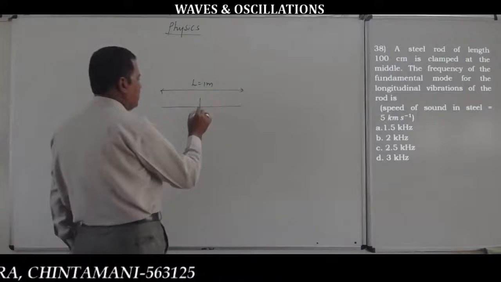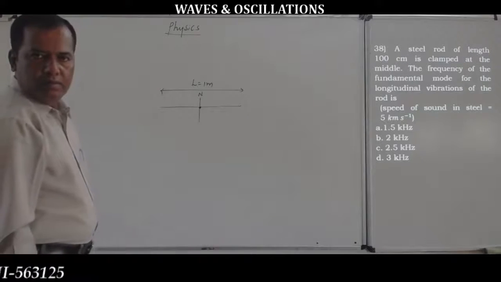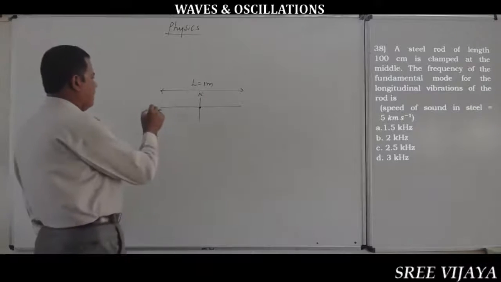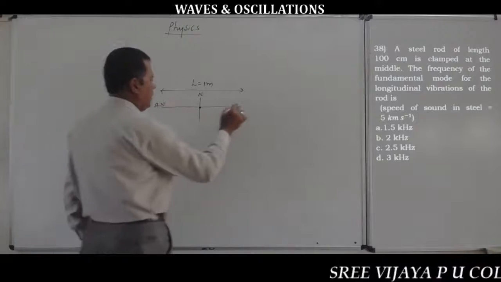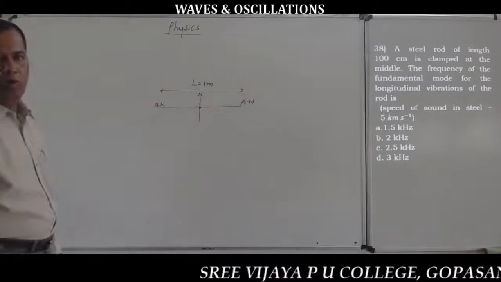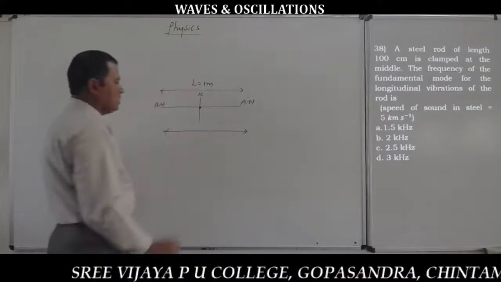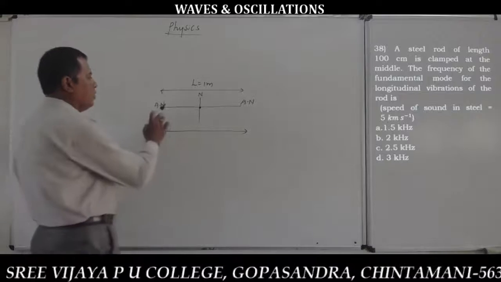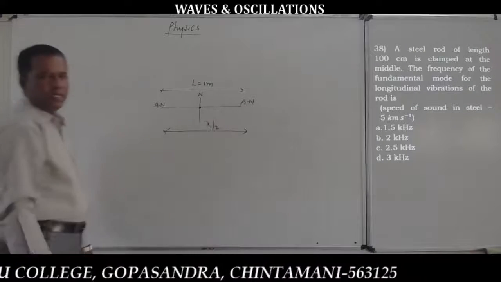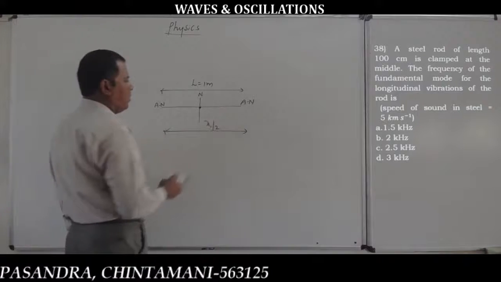If it is clamped at the middle, generally a node will be generated at the middle because there the particles have restricted movement, and you will have an antinode at one free end and an antinode at the other free end. But where it is clamped, there you will have a node. In the fundamental mode, you will have antinodes at the free ends. The distance between two antinodes is lambda 1 by 2, if lambda 1 is the fundamental wavelength.